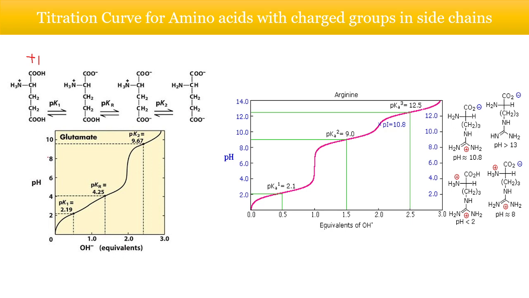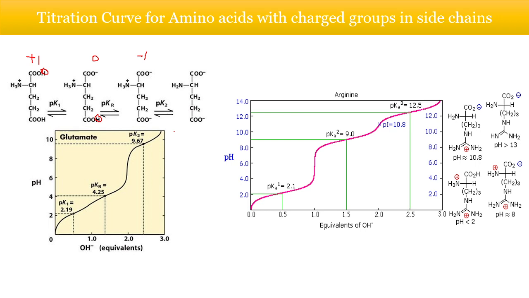Now, as we increase the pH, the backbone carboxyl group loses the hydrogen ion, and we get a negative charge over here, so the overall charge is 0. This is the zwitterionic form. On further increasing the pH, the side chain carboxyl group loses the hydrogen ion, and we get the anionic or basic form where the charge is -1.